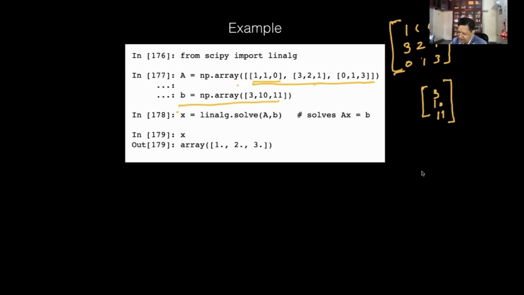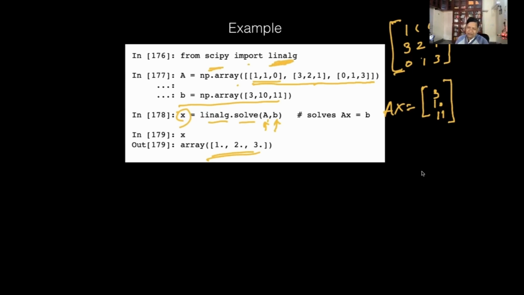Now I want to find X which satisfies this equation, Ax equal to B. So I'm going to import this linear algebra library, linalg, from the SciPy module, and just say X equal to linalg.solve. The two arguments are A and B, and X is here. In fact, we solved this problem some time back, so that's what we got: 1, 2, 3. That was the answer.